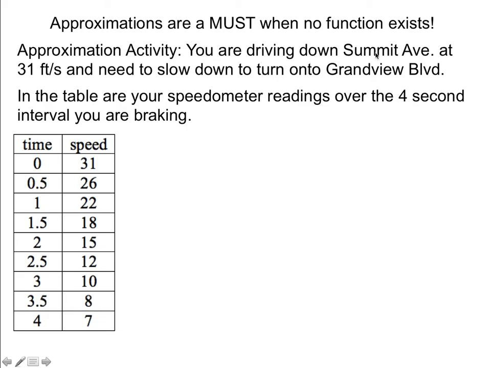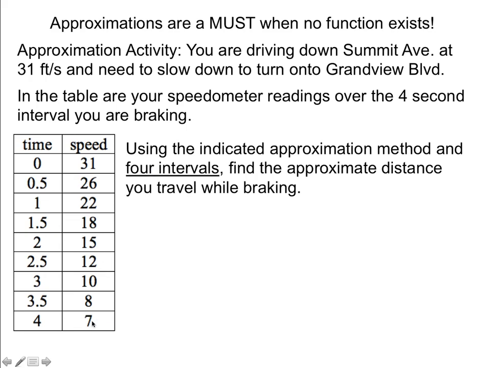So this scenario is this. You're driving down Summit at 31 feet per second, and you need to slow down to turn onto Grandview. So in this table down here are your speedometer readings over a 4-second interval as you're braking. You started out at 31 feet per second, and then you slowed down to make that turn. Half a second later, you're going 26, then 22, then 18, then 15, 12, 10, 8. And finally, after 4 seconds, when you make that turn, you're going 7 feet per second.